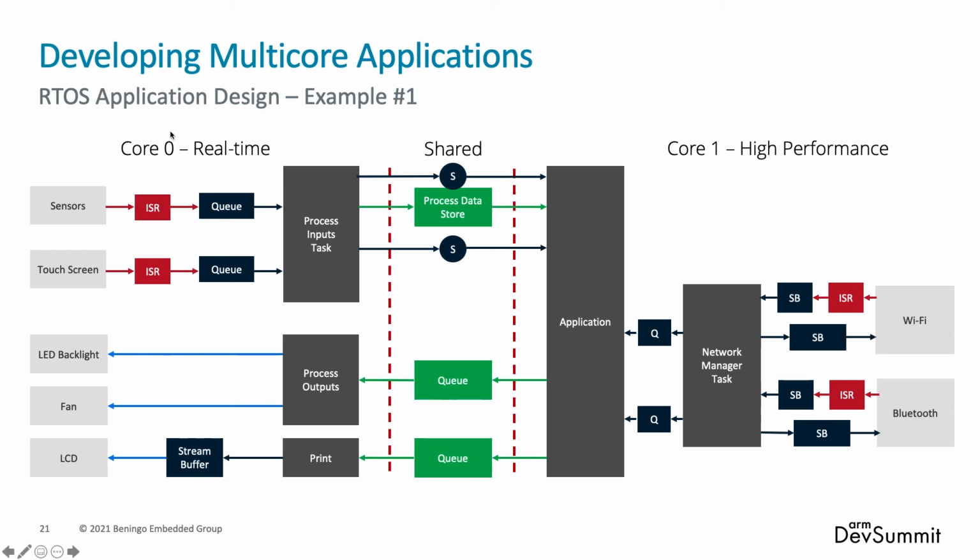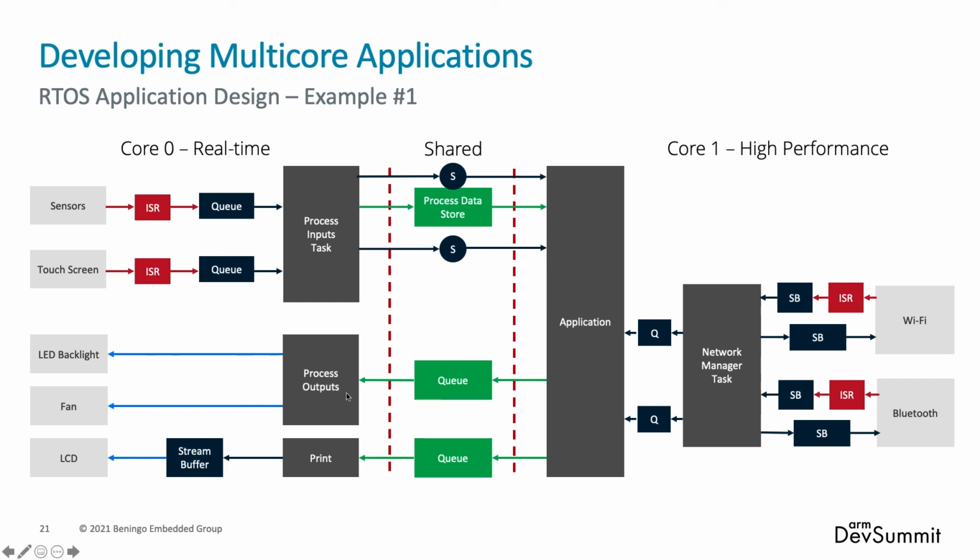You can see here what I've done with the original architecture. I've got core 0 over here, which I'm calling a real-time core, and then core 1 over here, which I'm calling the high-performance core. I've broken up the data. These red lines show where the hardware-based boundary is for the different processors. And then I've created this shared region to identify what is going between these cores. How are they communicating together?